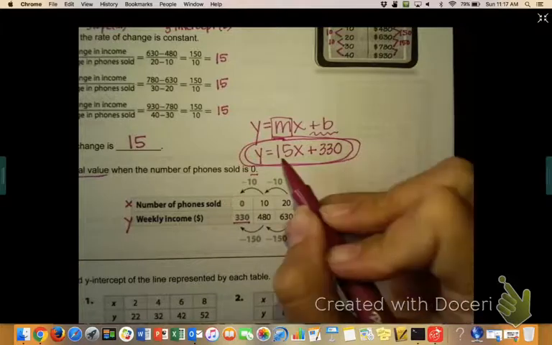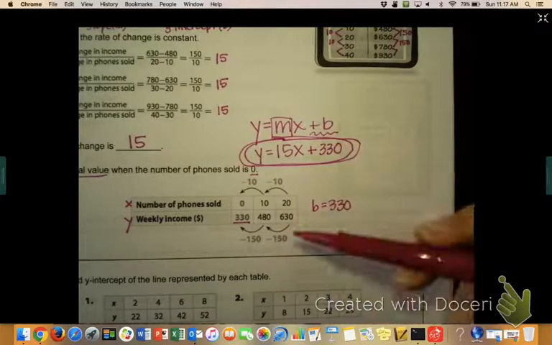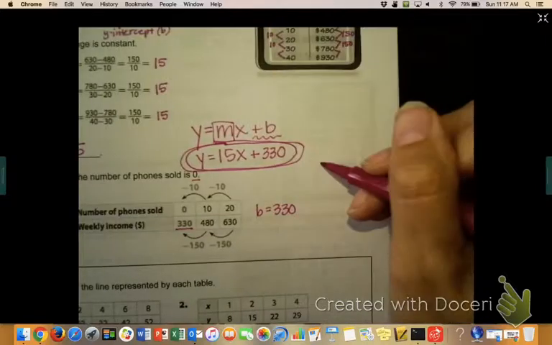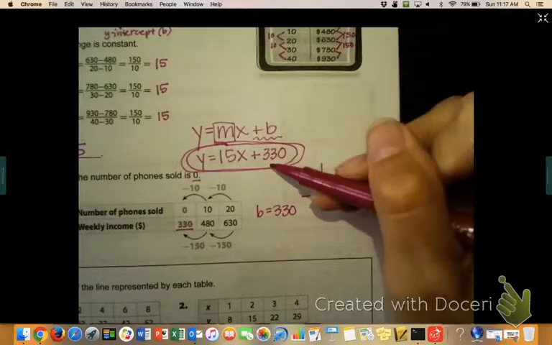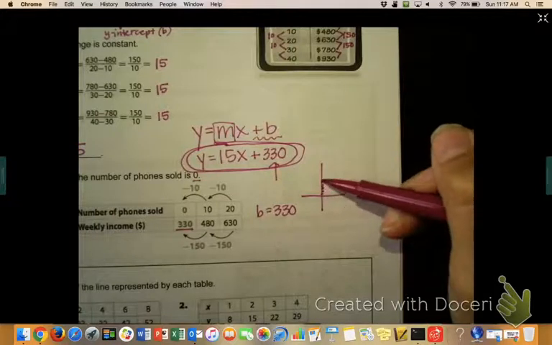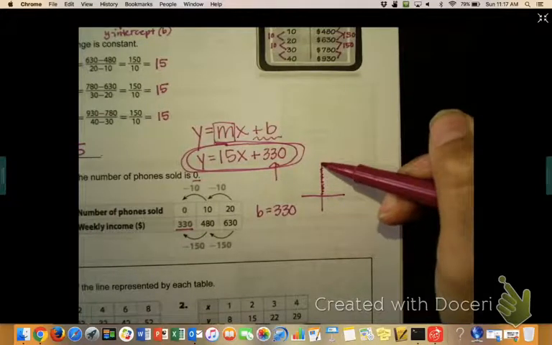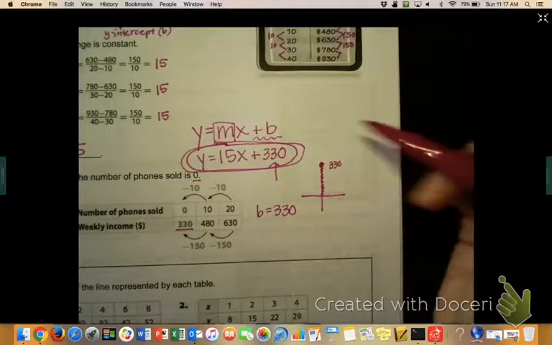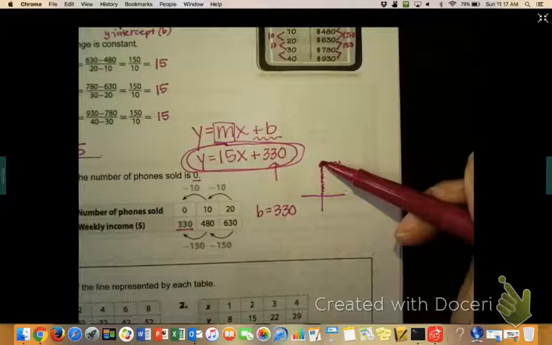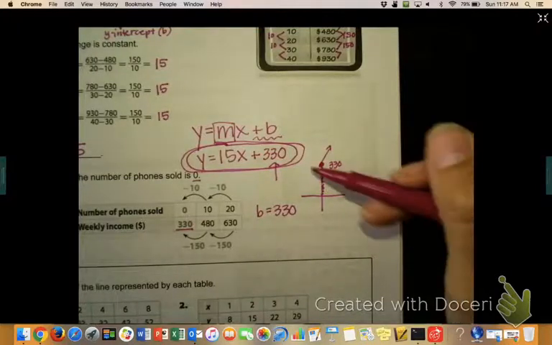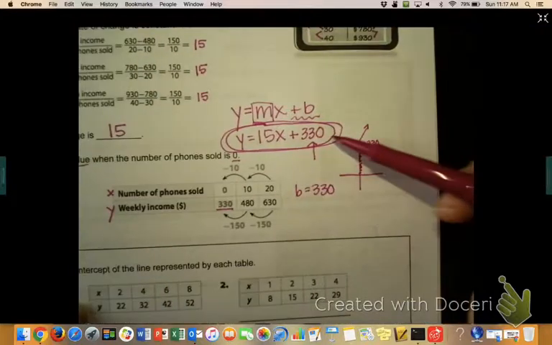So this is kind of a code to tell you the situation and kind of to tell you what it would look like on a graph. On a graph, we would start at the y-intercept, which would be way up here. Pretend there's hundreds of little dashes here. Our y-intercept would be at 330. And then our line would go up 15 per every one. So it'd be very steep. But you could picture it on a graph if you can get your information into an equation.